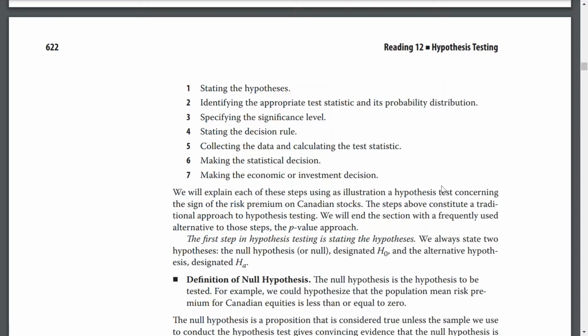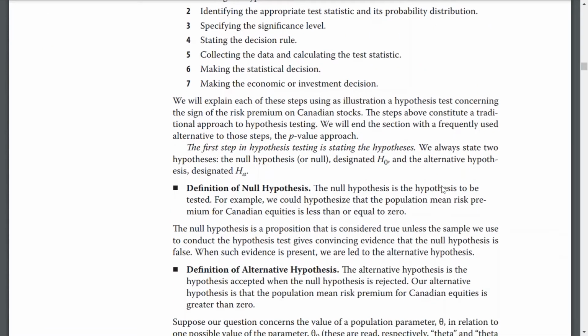We will explain each of these steps using an illustration of hypothesis testing, a test concerning the sign of the risk premium on Canadian stocks. The steps above constitute a traditional approach to hypothesis testing. We will end the section with a frequently used alternative to those steps, the p-value approach. The first step in hypothesis testing is stating the hypotheses. We always state 2 hypotheses: the null hypothesis, designated as H0, and the alternative hypothesis, designated as HA.